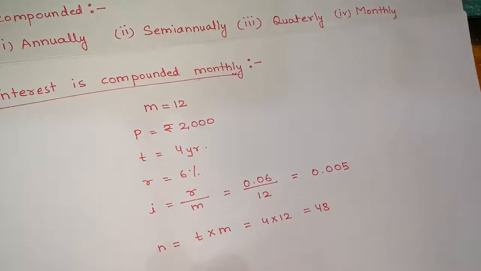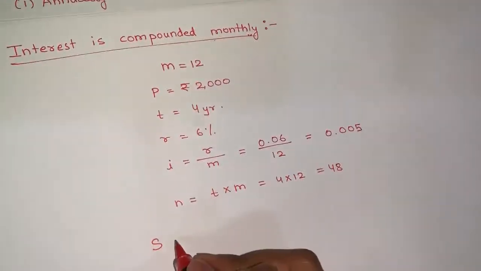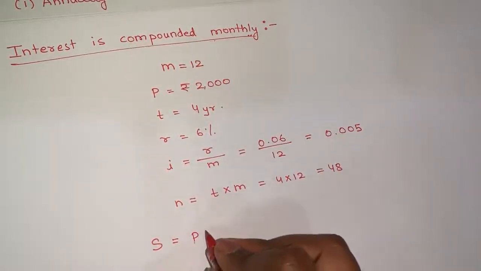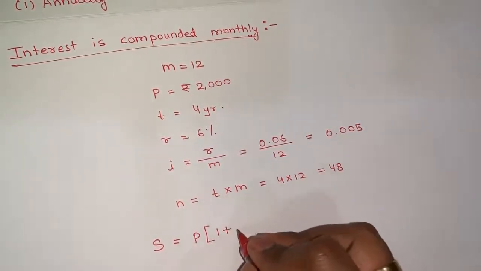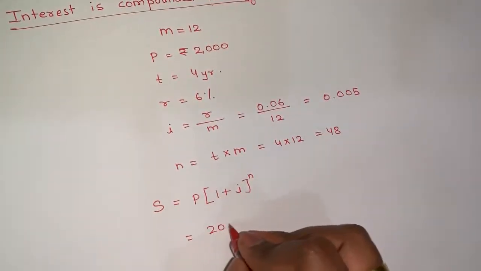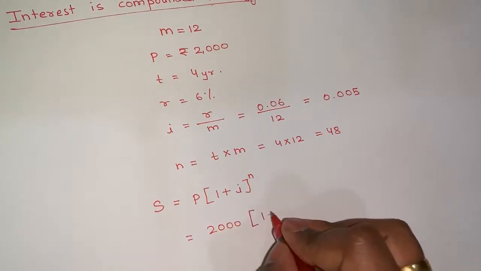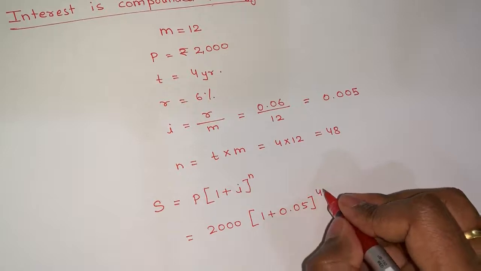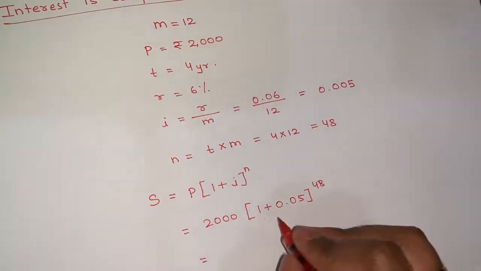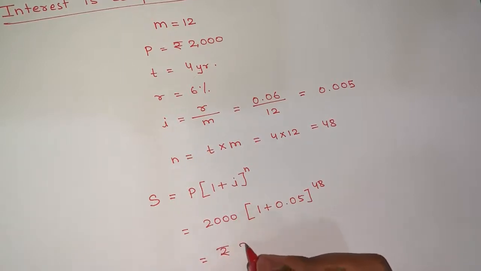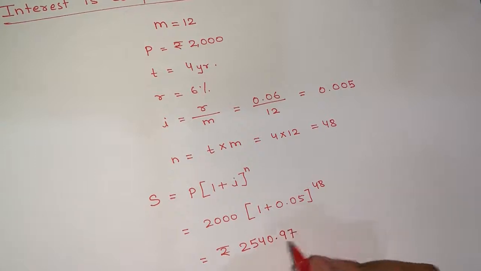Now we can compute the amount. We know all the values now. So amount equals P(1 plus i) to the power n, which is 2000 (1 plus 0.005) to the power n, and n is 48 in this case. After solving this, we get the value. Amount is equal to 2540.97.